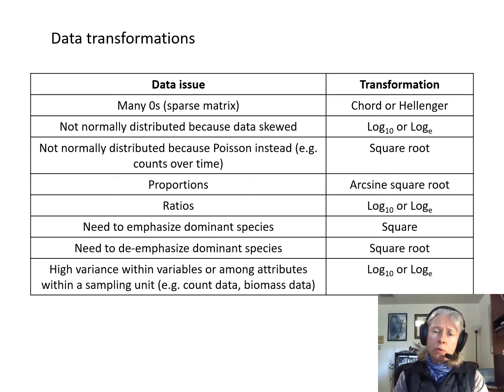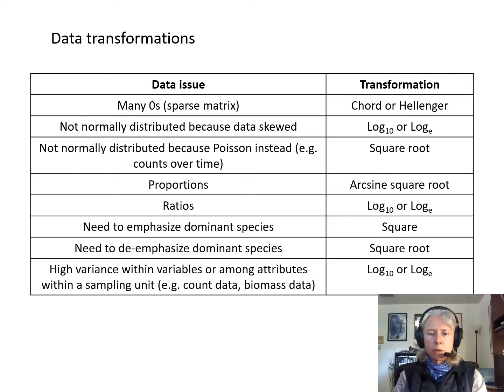So, for example, if you have a sparse matrix, that is one that is characterized by having lots of zeros, then there are a couple of types of transformations. One's called a chord, one's called a Hellinger, and so forth. If your data aren't normally distributed because there's a great skew, in other words, there's this sort of tail, then a log transformation is appropriate. If your data, instead of having a normal distribution, have a Poisson distribution, as is common with count data over time, then a square root transformation is appropriate, and so on and so forth.